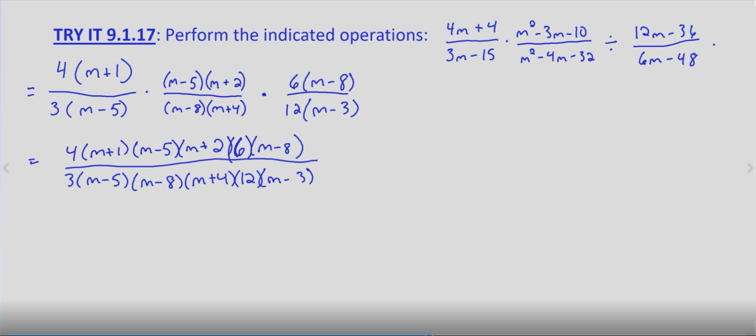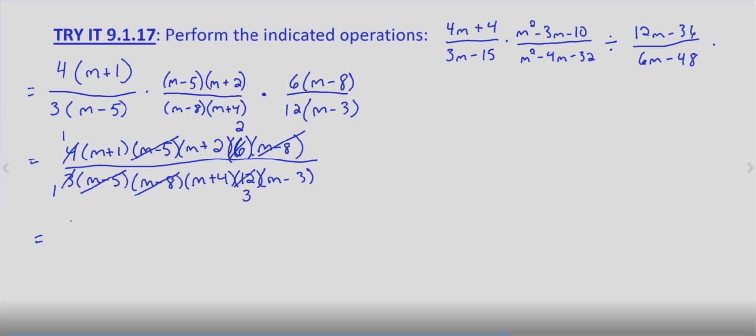So there's several ways we could do that. Let's just start at the front and move our way over. 4 divided by 4 is 1, 12 divided by 4 is 3, 6 divided by 3 is 2, and 3 divided by 3, doesn't matter which one we take care of, 3 divided by 3 is 1. m plus 1 is only in the numerator. m minus 5 and m minus 5 cancel. m plus 2 is only in the numerator. m minus 8 and m minus 8 cancel.